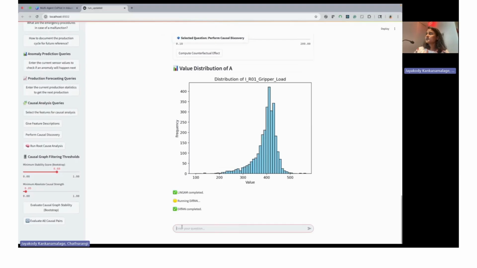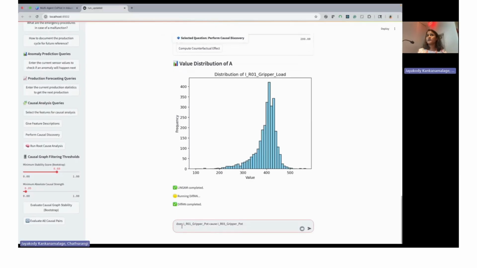So this is a causal copilot. The user is interacting with the system, and earlier we showed how it is used for anomaly prediction. So now the user wants to see what the root causes of a particular anomaly are. That is why you need this causal lens agent.